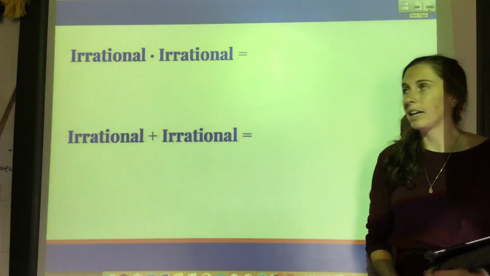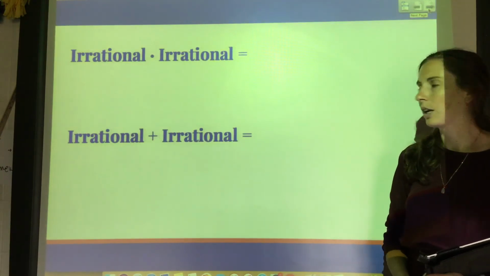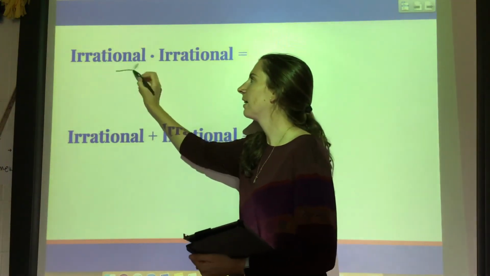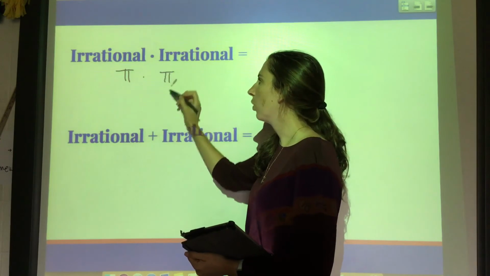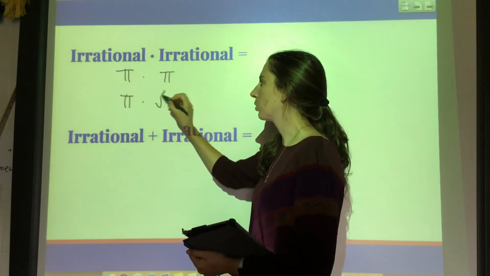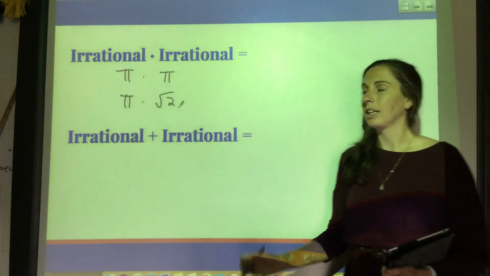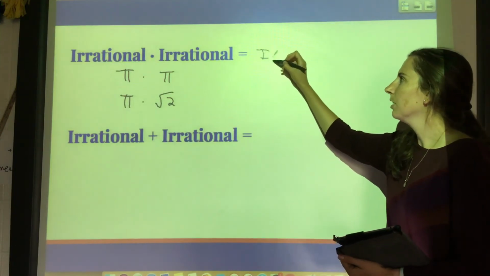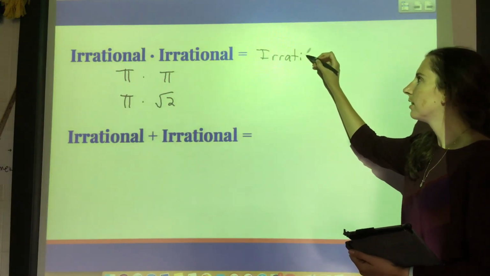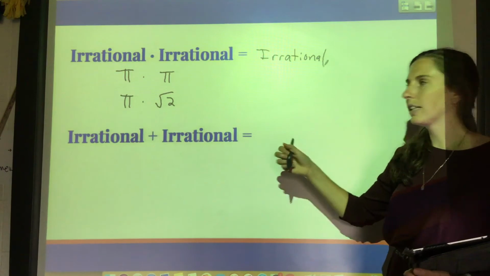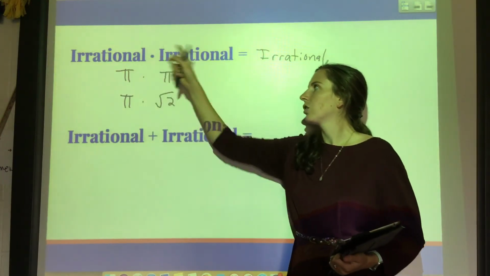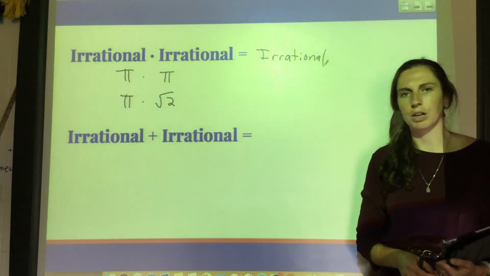All right, what if I combine irrational numbers? Like what if I do pi times pi? Or pi times square root of 2. Typically you get out another irrational number, but not always. See if you can think of an example where an irrational times an irrational would give you a rational.